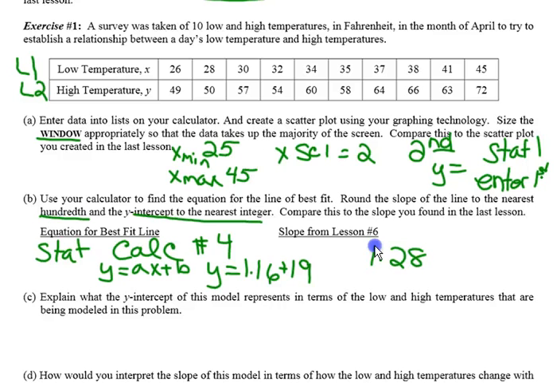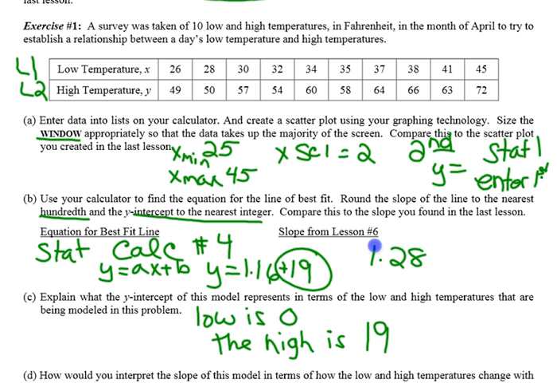Explain what the y-intercept of this model represents in terms of the low and the high temperature. And it's the same thing as we said before. When the low is 0, the high is 19. That's what your y-intercept is.